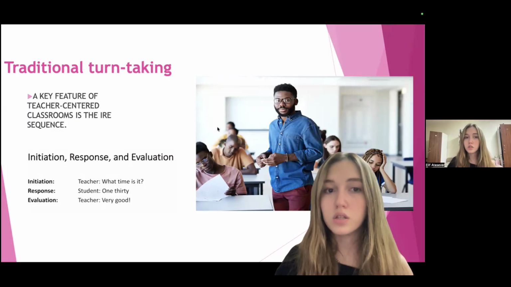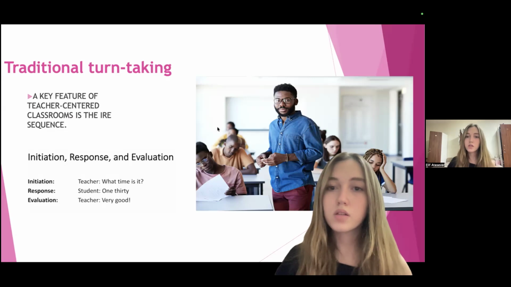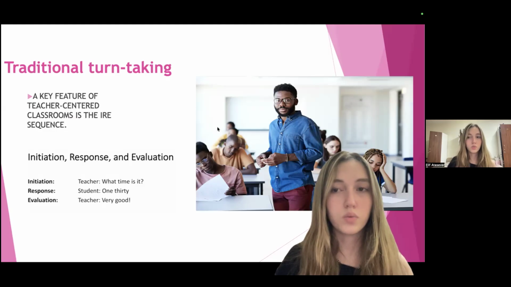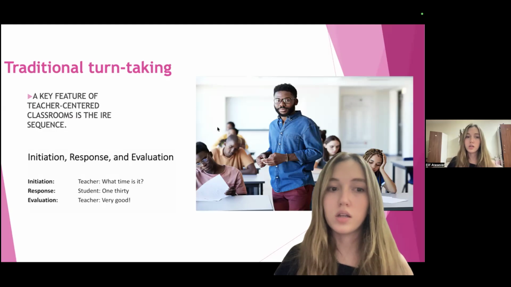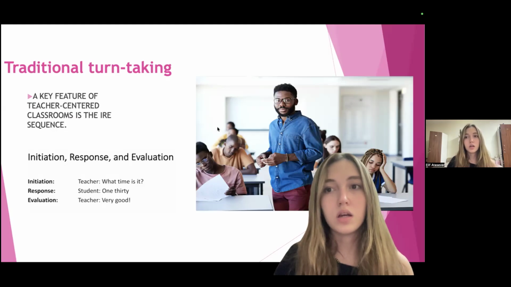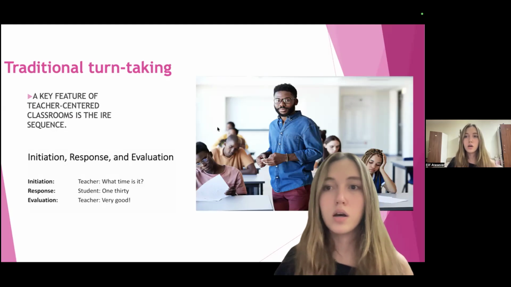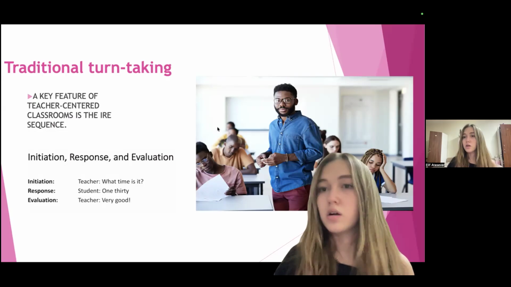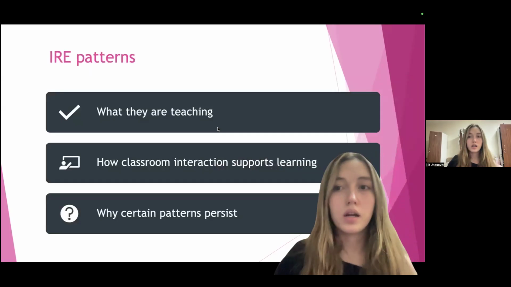And a key feature of teacher-centered classrooms is the IRE sequence, which is initiation, response, and evaluation. So initiation, teacher would ask a question like, "What time is it?" And then students would respond like 1:30, and the evaluation will be teacher says, "Very good." So evaluation can be the opinion of the teacher. And then we have IRE.